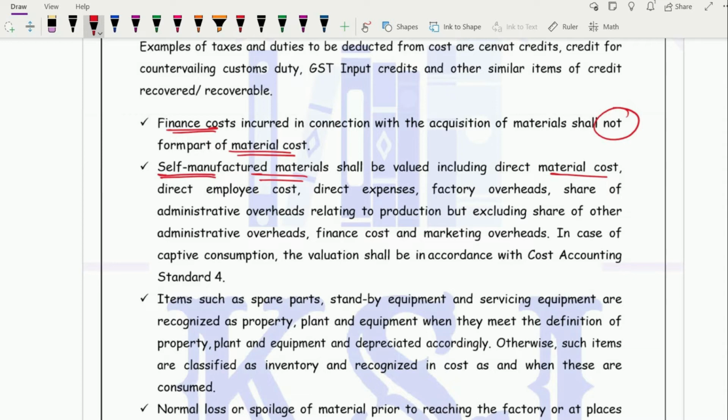There is no selling expenses because we are manufacturing for ourselves. We are not manufacturing for outsiders, right? So this is the major difference here. We are manufacturing for ourselves. There is no selling and distribution cost. There is no general administration cost.